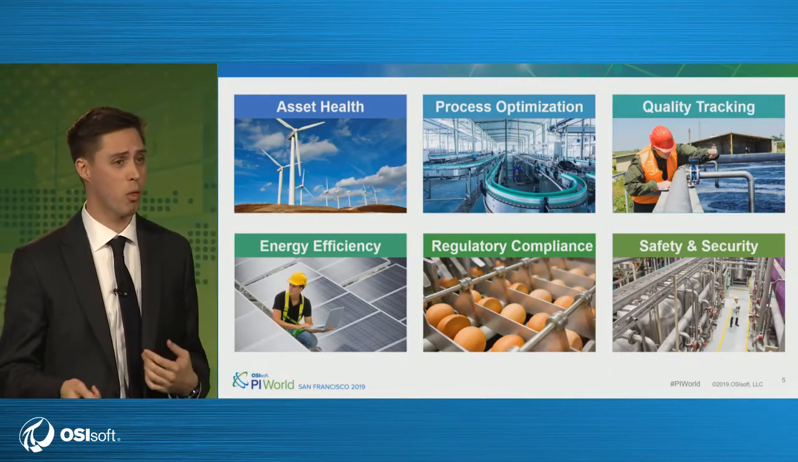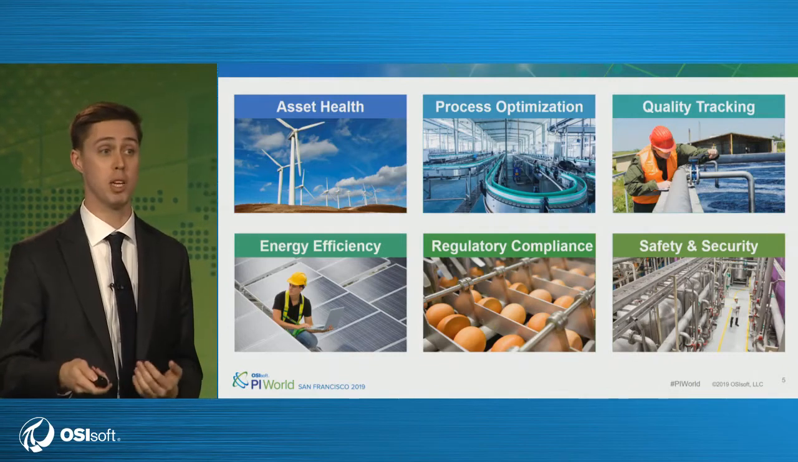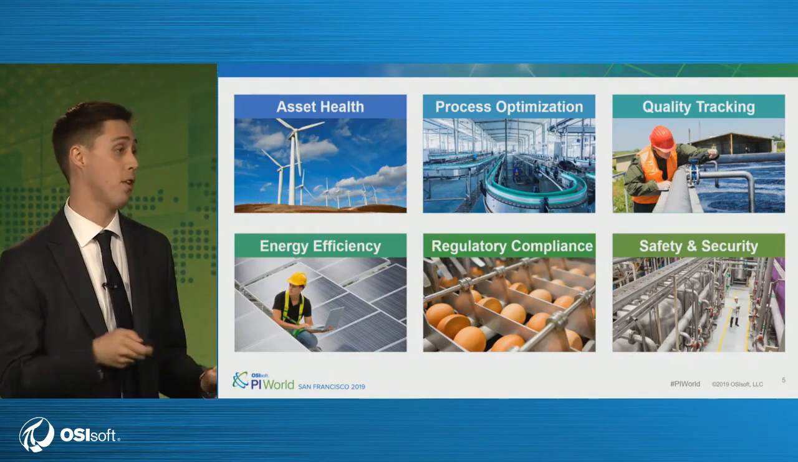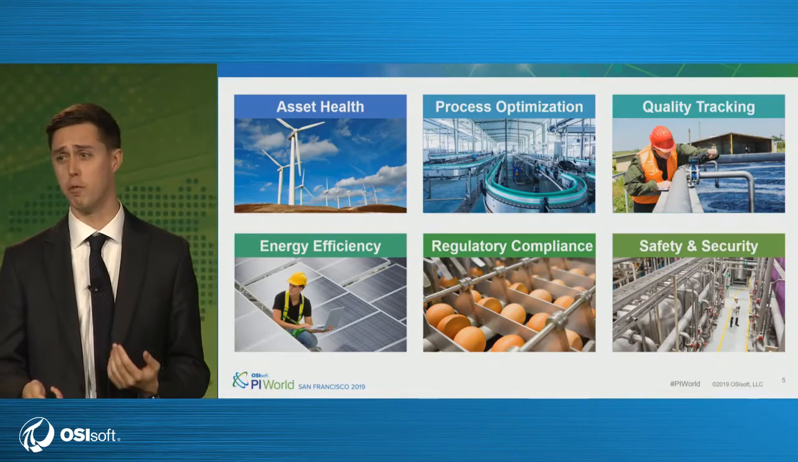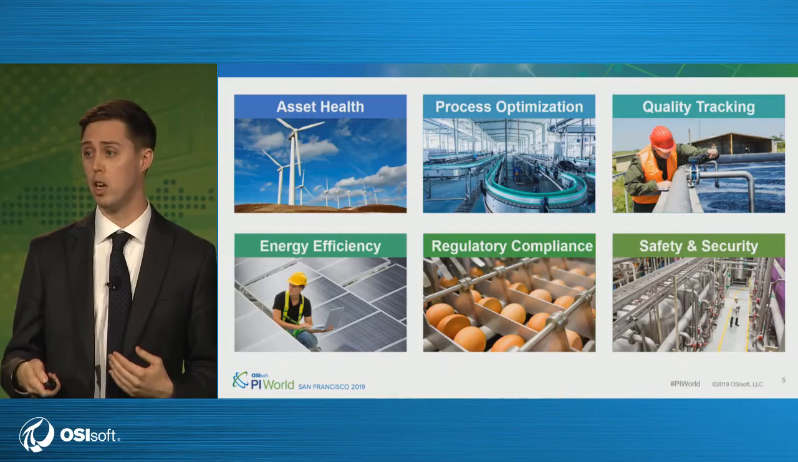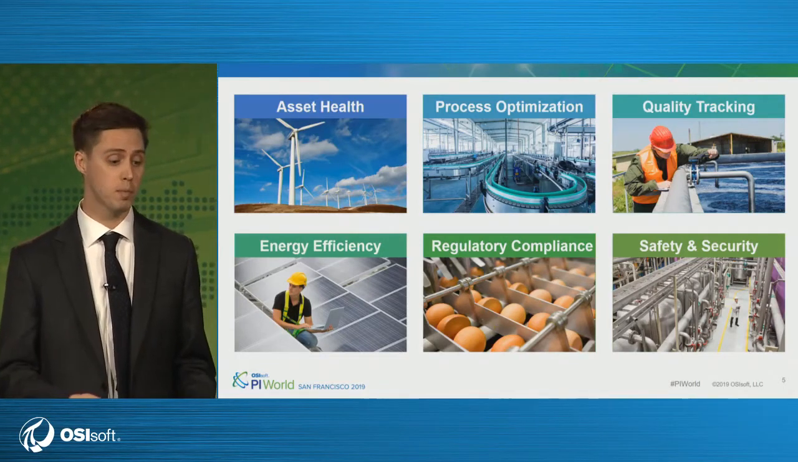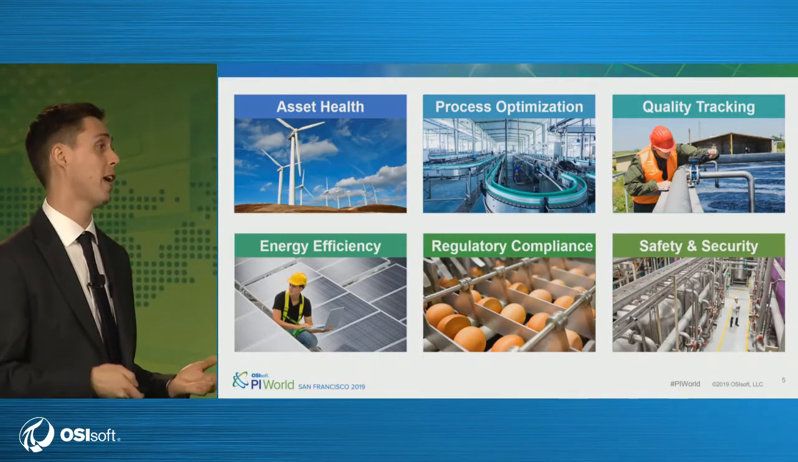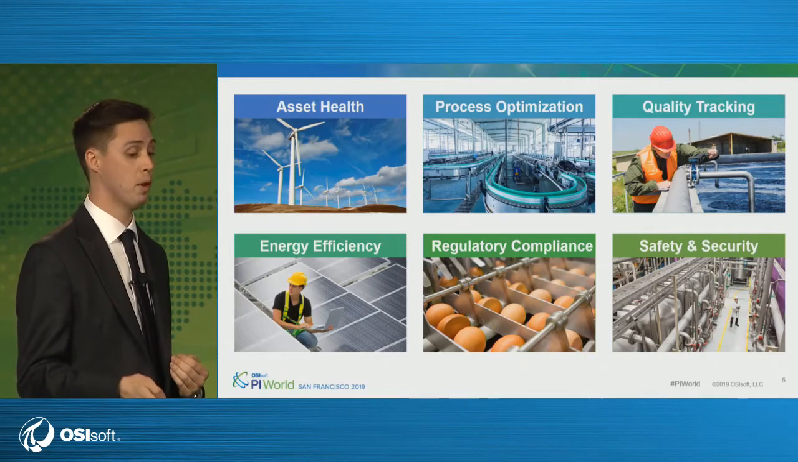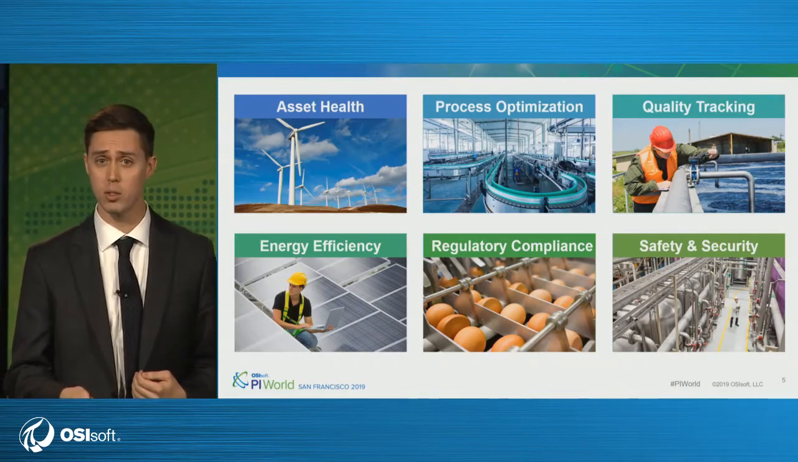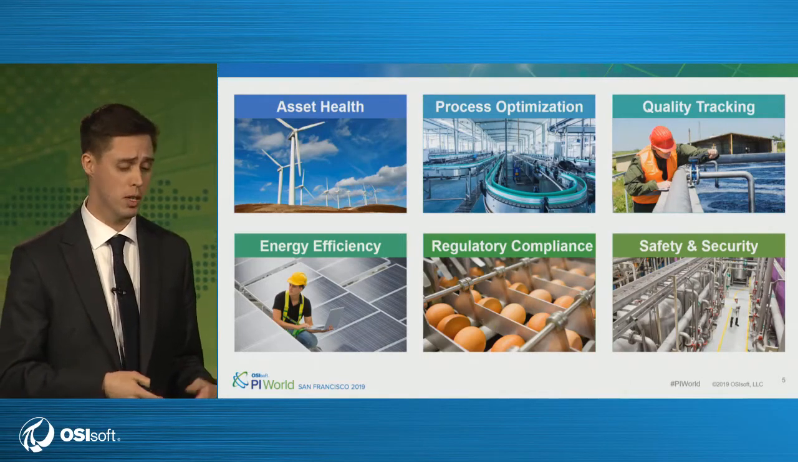We have asset health. So whether you want to understand how to implement condition-based maintenance to better predict when your assets are going to fail, that could be one use of the Pi system. We have energy efficiency, making sure that we're using our power and our water effectively so that we can reduce costs. We have process optimization, making sure that we hit those KPIs that our organization's really striving for. Regulatory compliance, making sure that we're within compliance of whatever government regulations are imposed upon us.